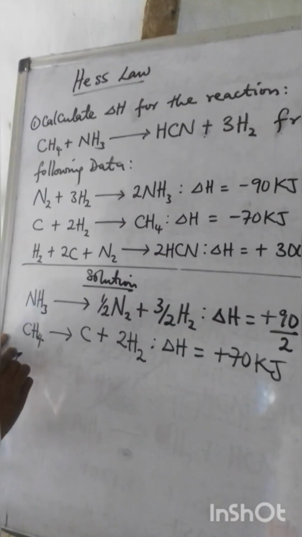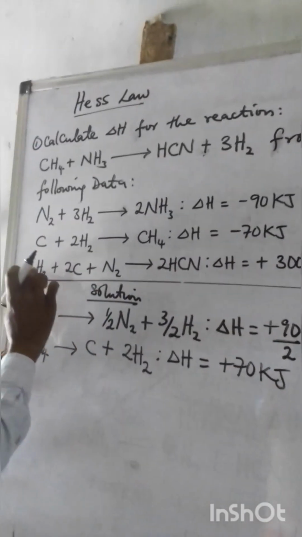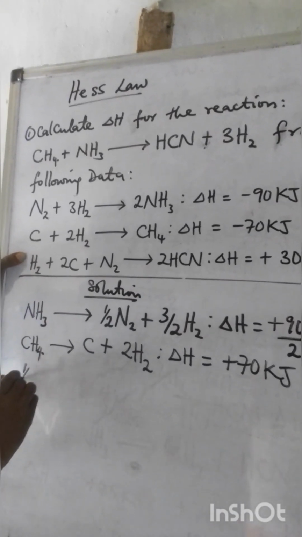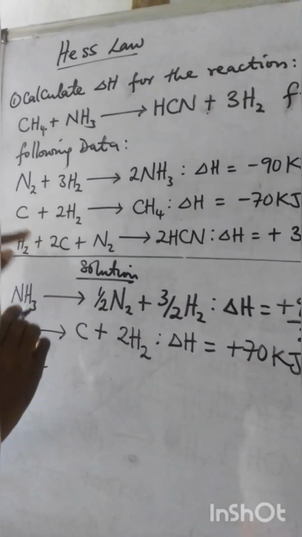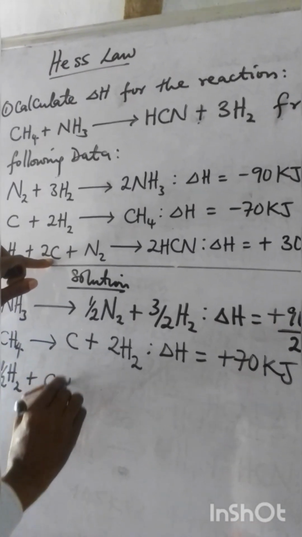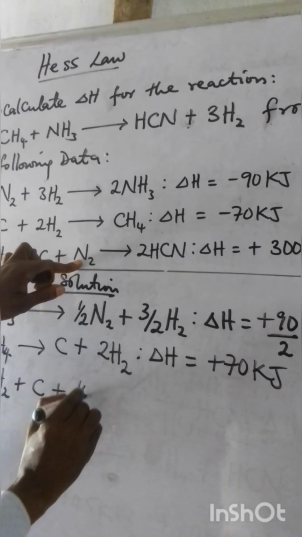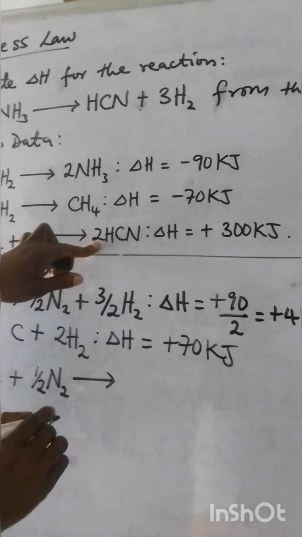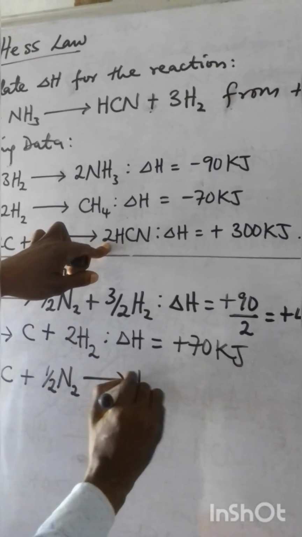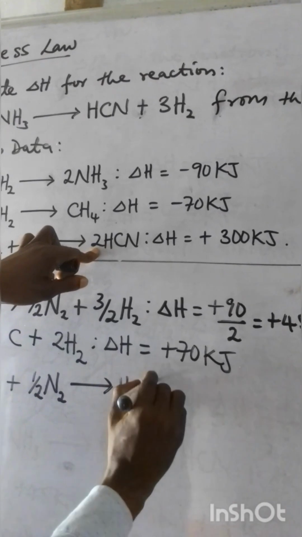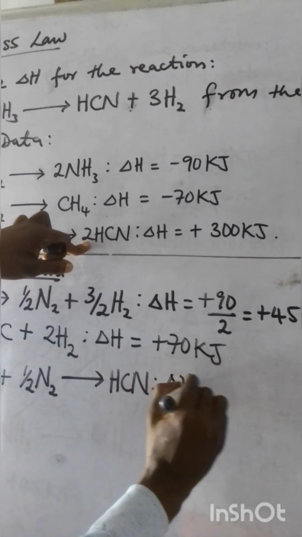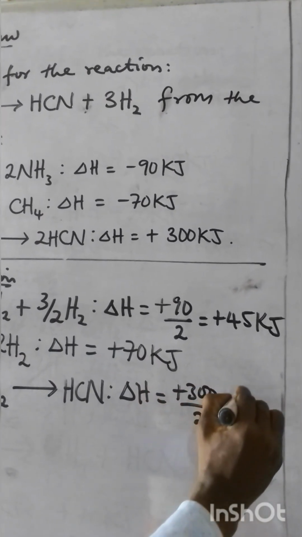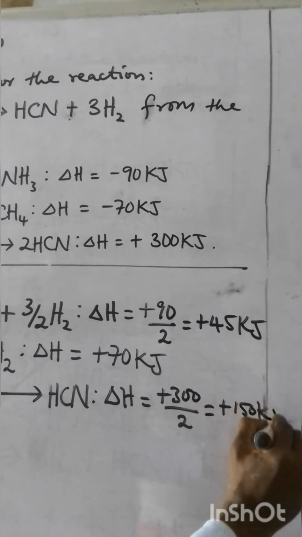So we divide hydrogen cyanide by 2 while it remains there. So we go. If we divide it by 2, we also divide everything by 2. Hydrogen divided by 2 will give us half hydrogen. 2 carbon divided by 2 will give us 1 carbon. 1 nitrogen divided by 2 will give us half nitrogen, and 2 hydrogen cyanide divided by 2 will give us 1 hydrogen cyanide, and the enthalpy change is going to be plus 300 divided by 2, which is plus 150 kilojoules.